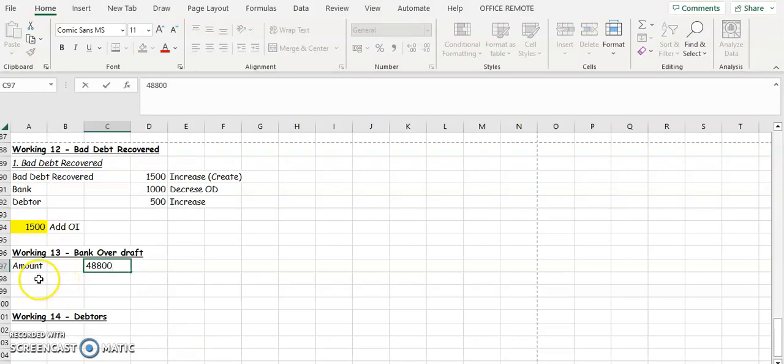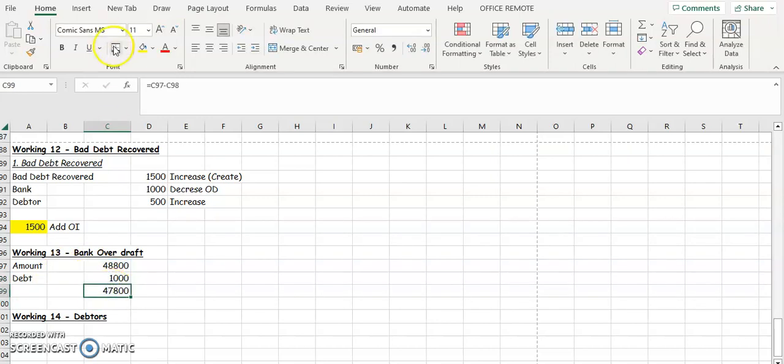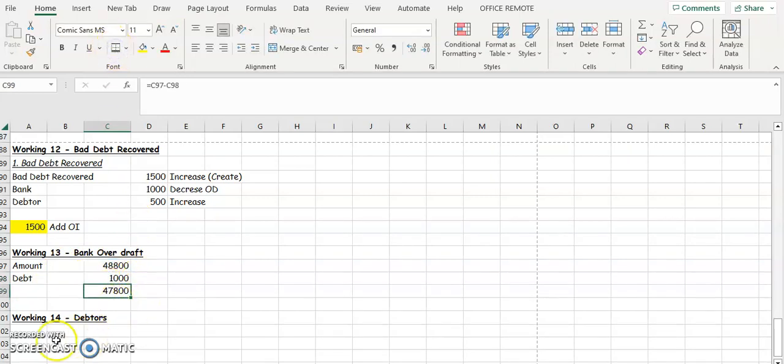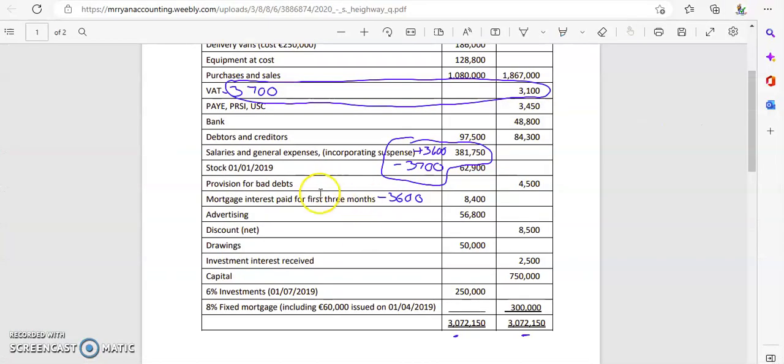And then because we received this bad debt of 1,000, it's going to reduce our bank overdraft. So our bank overdraft now is 47,800. And then the difference between this 1,000 and this 1,500, that's how much is left to pay. So our debtors is going to go up by 500. So the difference between 1,500 and 1,000. The debt he still has to pay, they're going to pay within 2 months.